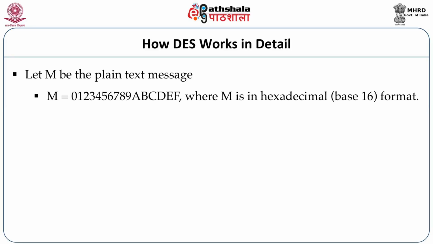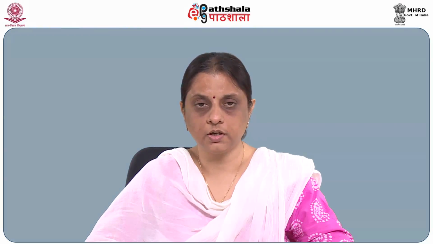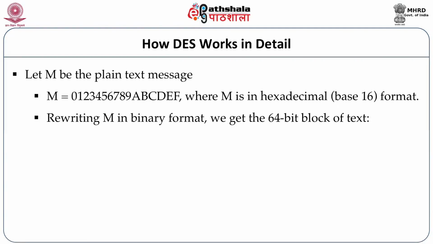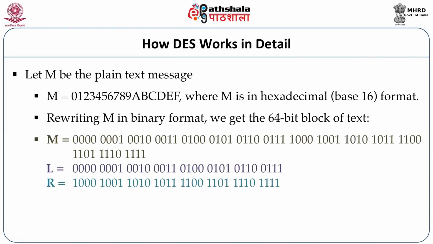M is the plain text message. Let M be 0, 1, 2, 3, 4, 5, 6, 7, 8, 9, A, B, C, D, E, F. This time we have represented M in hexadecimal. What I said, DES works on bits. So we would be converting them into bits, representing M in the binary format. So first 0 would be represented by 0000. Last F would be represented by 1111. Since M is 64 bits long, we would be dividing it into 32-bit halves, L and R.